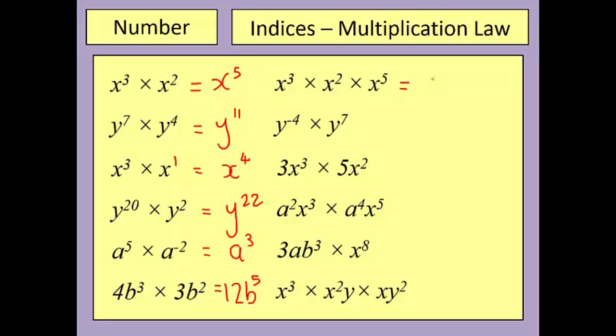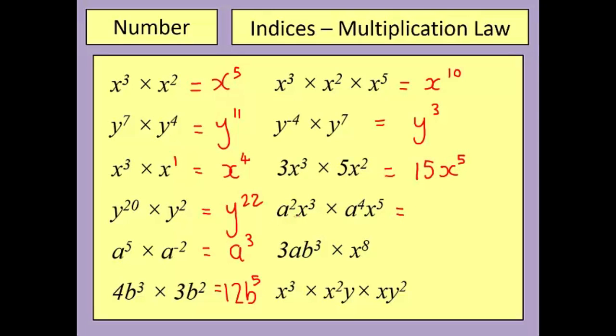Up to this one here. Now the fact that there's 3 terms doesn't change anything. We still add all of the powers. 3 add 2 add 5 makes 10. So it's x to the power 10. This one here, negative 4 add 7 is 3, so it's y to the power 3. This one we have 15 x to the 5.